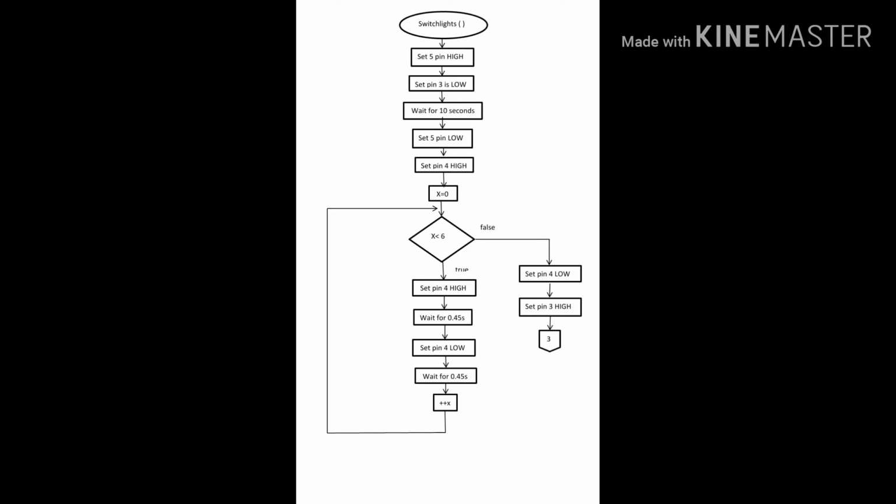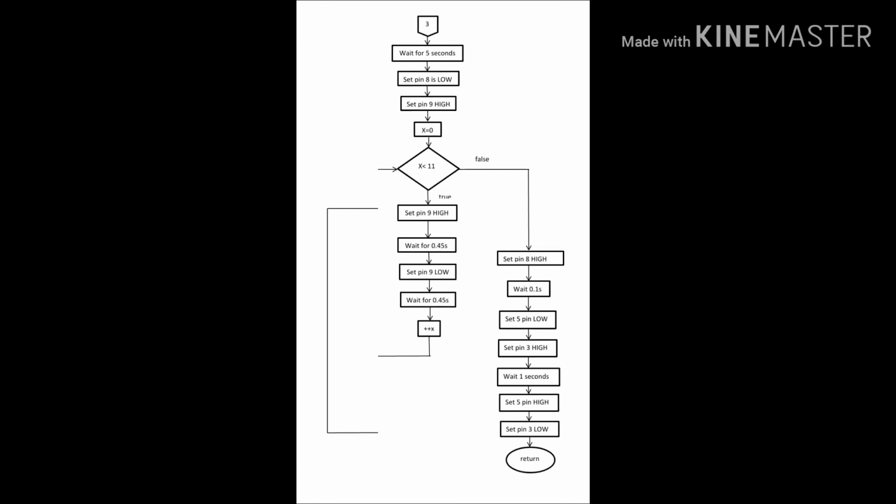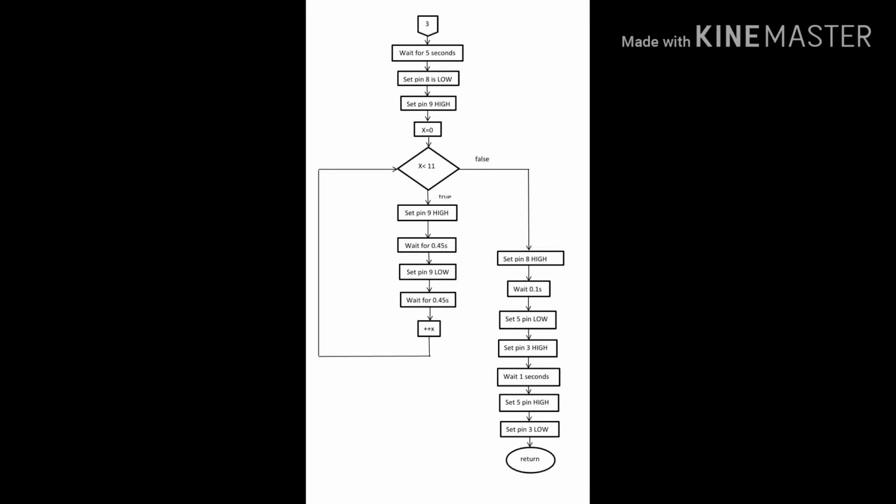And finally, this is the flowchart for the switch light function. This is the function where all the required sequences are added. This function will be activated when anybody presses the button at the pedestrian crossing system.